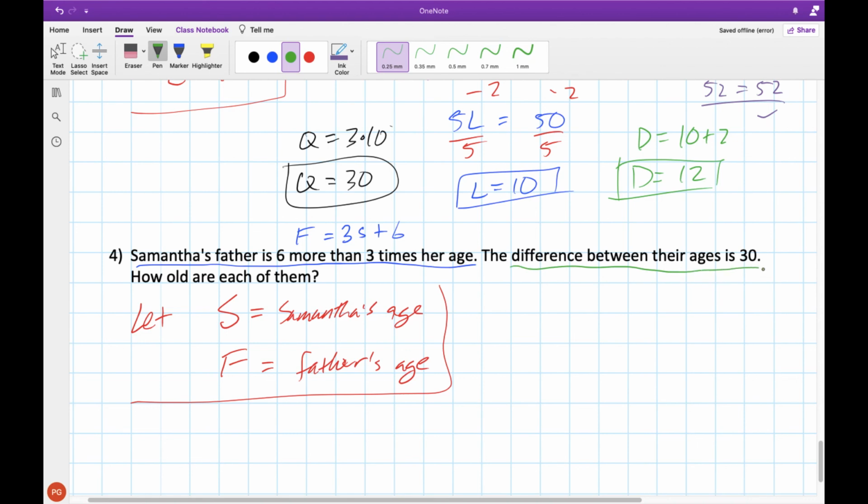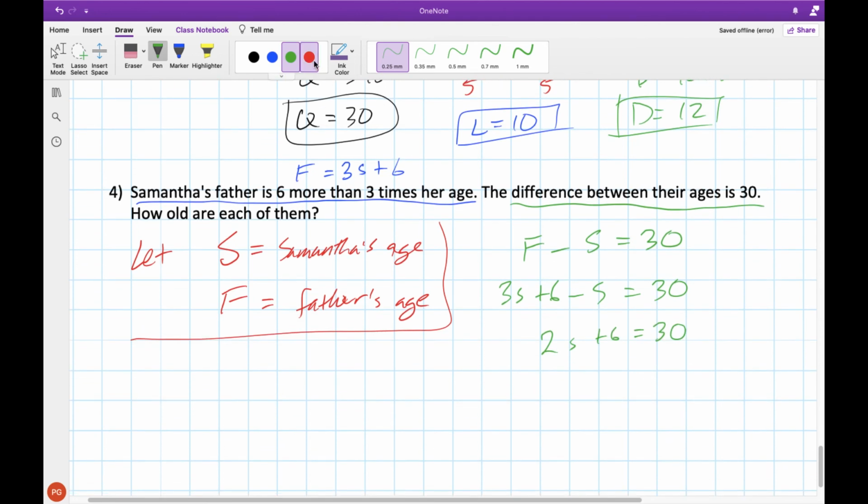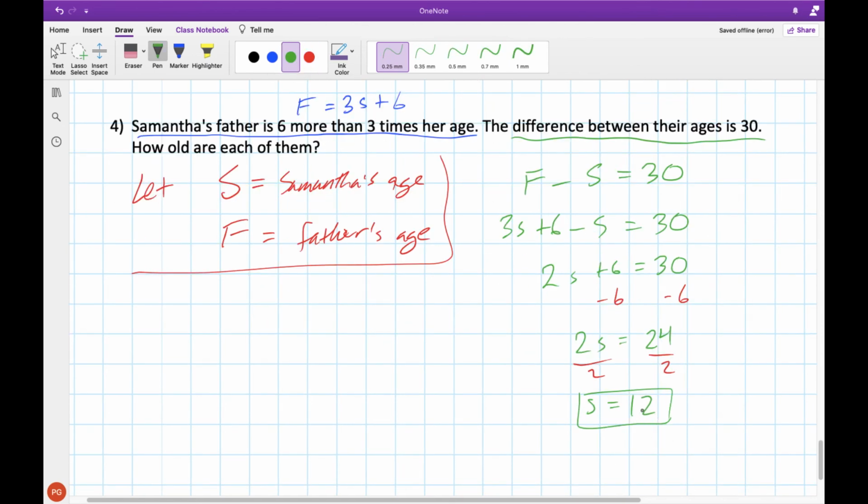The difference between their ages is 30. So we know the father's going to be older, so that tells us that the father's age minus Samantha's age should be equal to 30. So if we use this equation that we have up here, we have that the father's age is 3S plus 6 minus Samantha's age should be equal to 30. 3S minus S would give us 2S. Now we can subtract 6 from both sides, divide both sides by 2, and we get that Samantha's age is 12. And now we just have to figure out her father's age.